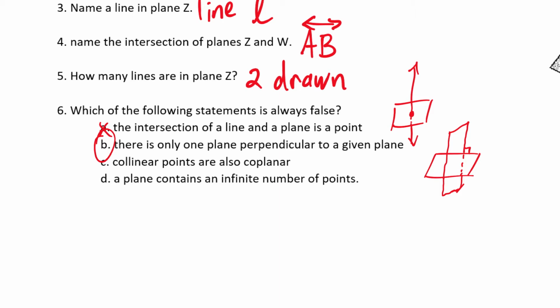Okay, C says collinear points are also coplanar. No, that's true. And D, a plane contains an infinite number of points. No, that's always true. So B's the one that is always false.